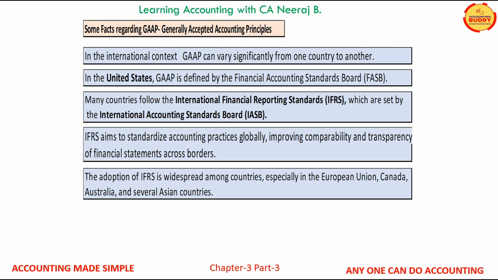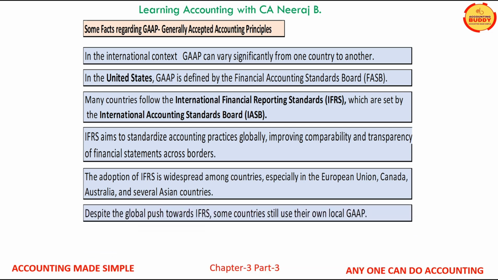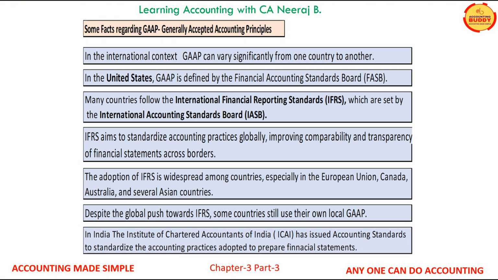European Union countries, Canada, Australia, and several other Asian countries have adopted IFRS, but still many countries use their own local GAAPs. In India, Institute of Chartered Accountants of India has issued the Indian accounting standards to standardize the accounting practices in India. So a business which operates in US will follow the US GAAP, while a business which operates in India will follow the Indian accounting standards for preparing their financial statements.